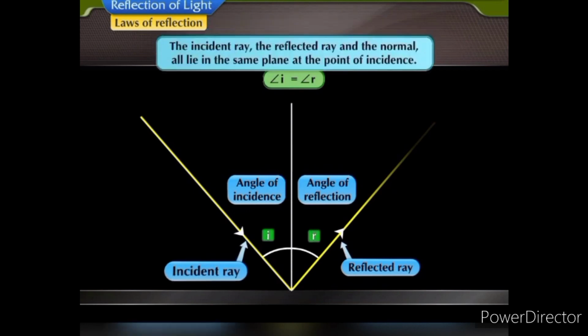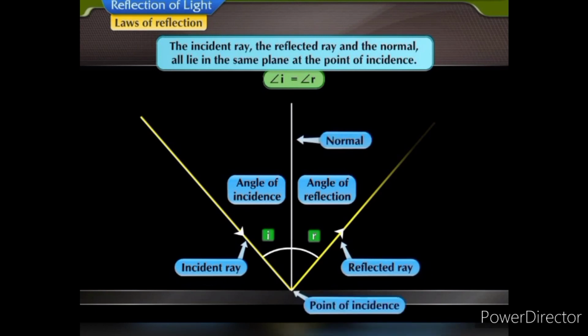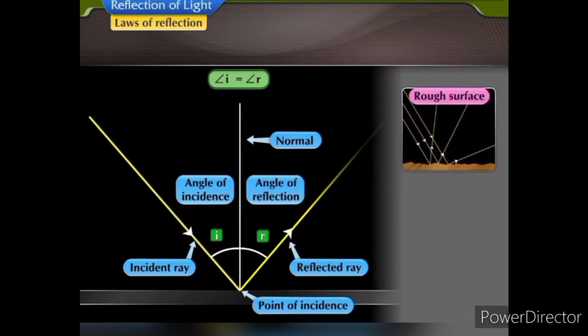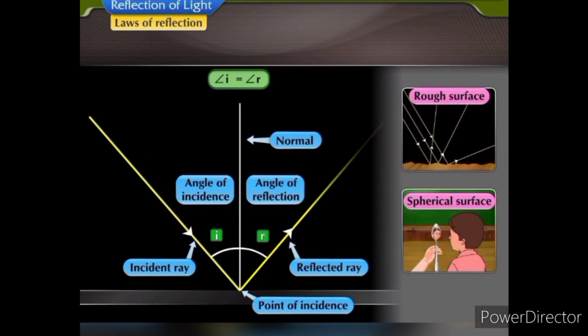The incident ray, the reflected ray, and the normal all lie in the same plane at the point of incidence. The incident ray and the reflected ray are on the opposite sides of the normal. These laws are applicable to all types of reflecting surfaces, including rough surfaces and spherical surfaces.